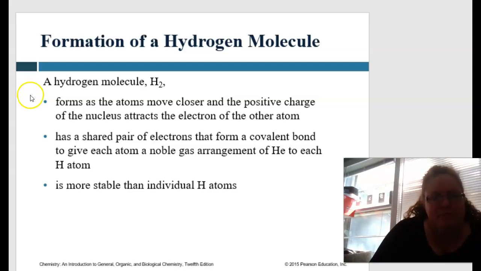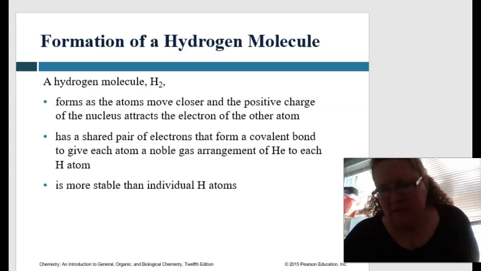So this is how we form a hydrogen molecule, which is written as H2. It forms as the atoms move closer, and the positive charge of the nucleus attracts the electron of the other atom, because remember, opposites attract. It has a shared pair of electrons that form that covalent bond, giving each hydrogen atom the stability of the noble gas arrangement of He. It's more stable than individual hydrogen atoms. Okay, so helium is more stable than the hydrogen.